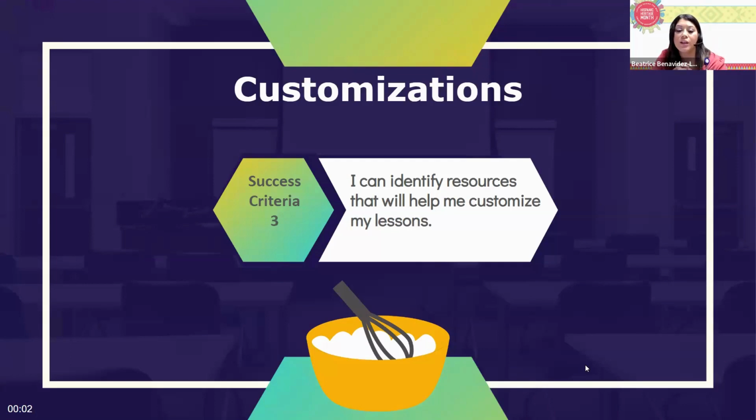So we are going to then talk about customization. Just to review success criteria 3, I can identify resources that will help me customize my lessons. Now that we have previewed the upcoming units and walked through all the district created documents that help with internalization, we will now briefly walk through 2 parts of the lesson internalization so that we can then get to the customization portion.